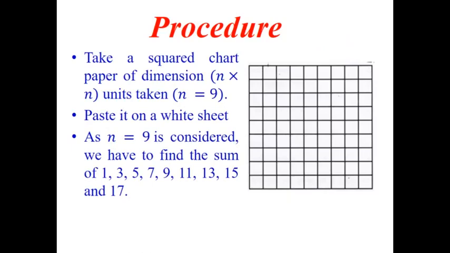Then procedure. Take a squared chart paper of dimension n by n. Units taken, here we have taken n is equal to 9. Paste it on a white sheet. As n is equal to 9 is considered, we have to find the sum of 1, 3, 5, 7, 9, 11, 13, 15 and 17. So as n is equal to 9, our last term will be 2n minus 1, that is 2 into 9 minus 1, that is 17.